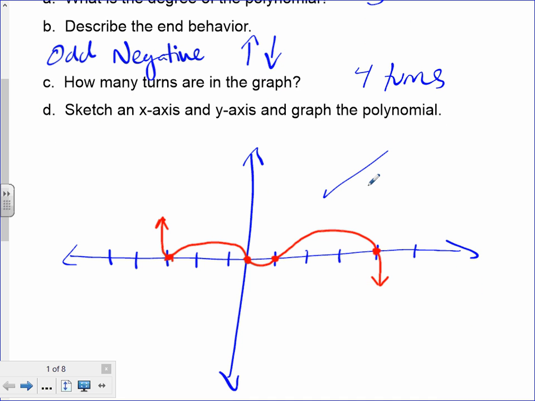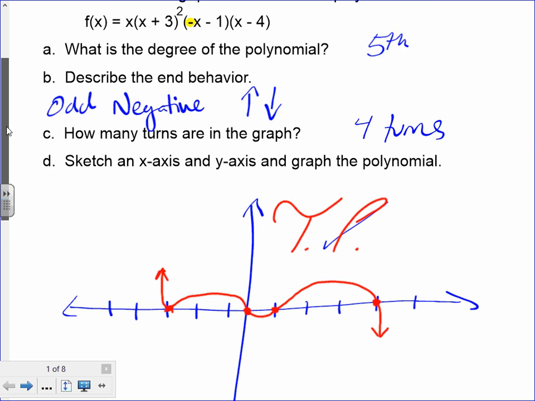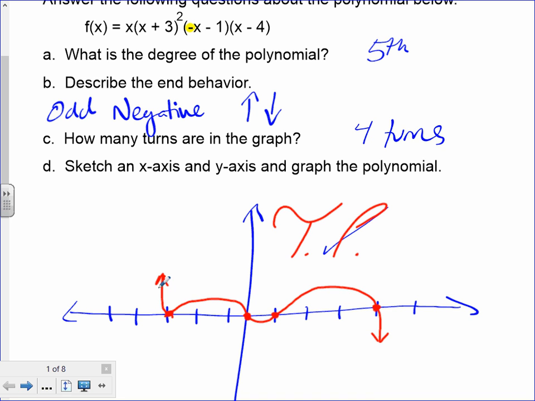You not gonna put your initials? Not gonna sign it or nothing? You gotta sign that. TP, period. Yeah, hard turn right here. Why? Because x plus 3 is squared.